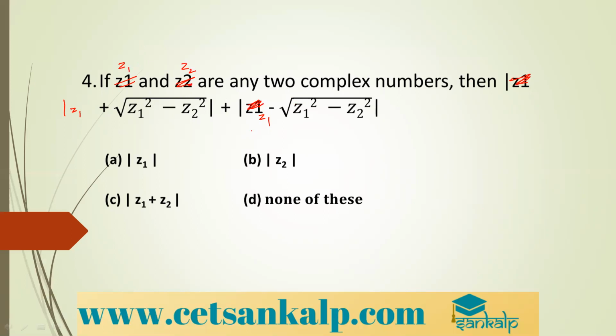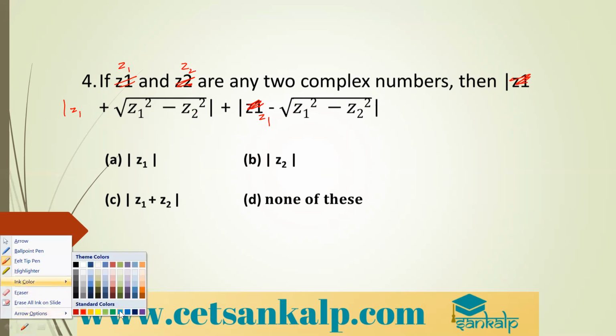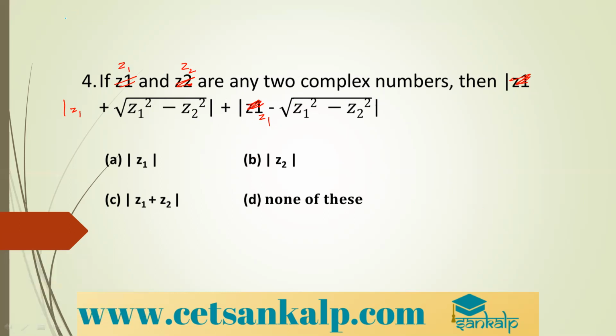Okay. To find this, we must know one formula. That important formula I am writing on the top. I will write the formula with the blue color, so that you can easily see what is formula and what is question. The formula we have to use is mod of Z1 plus Z2 square plus mod of Z1 minus Z2 square is 2 times mod of Z1 square plus mod Z2 square.